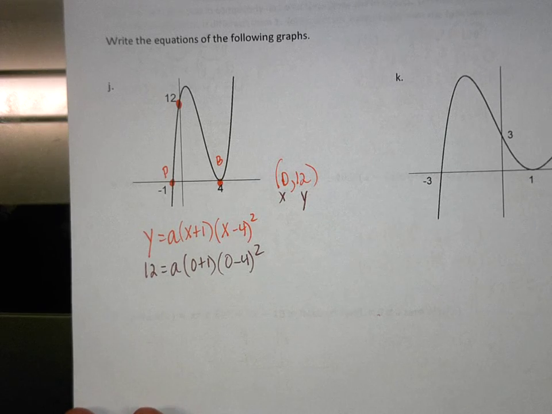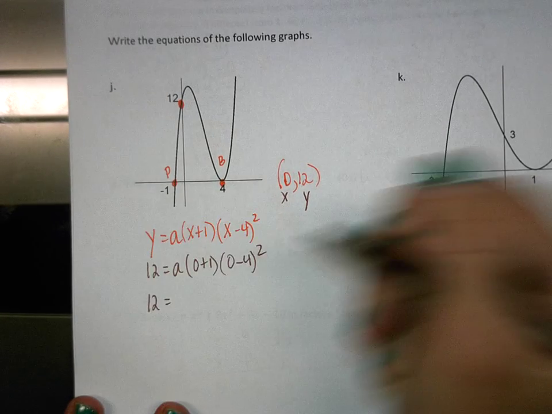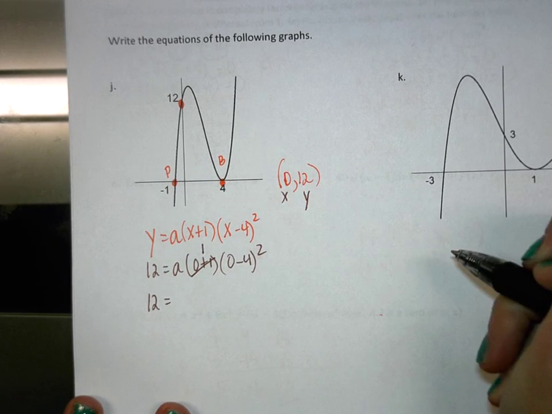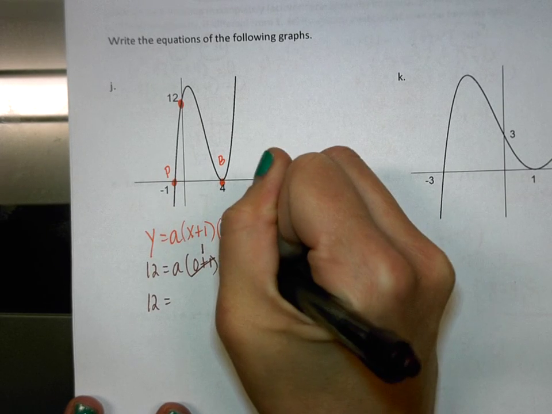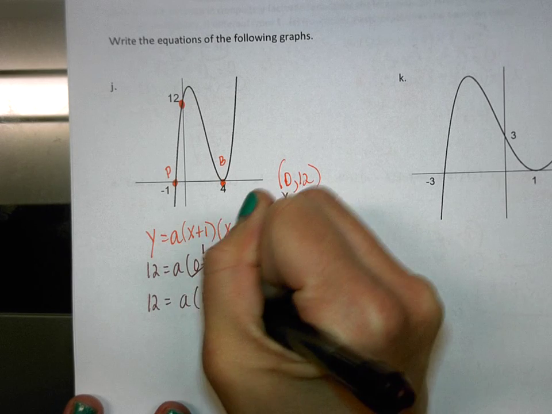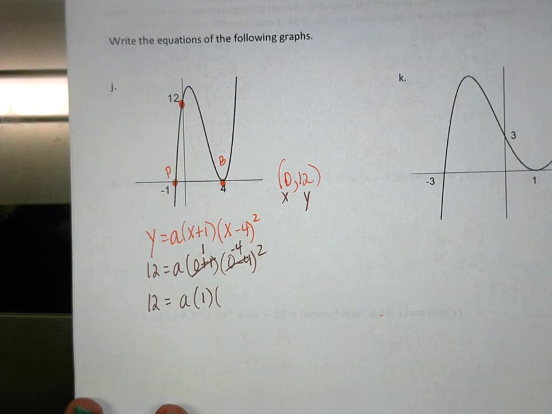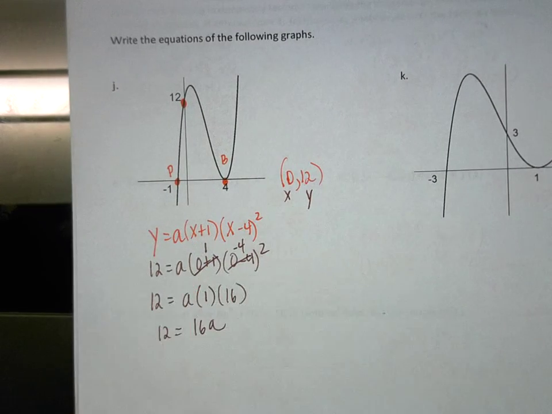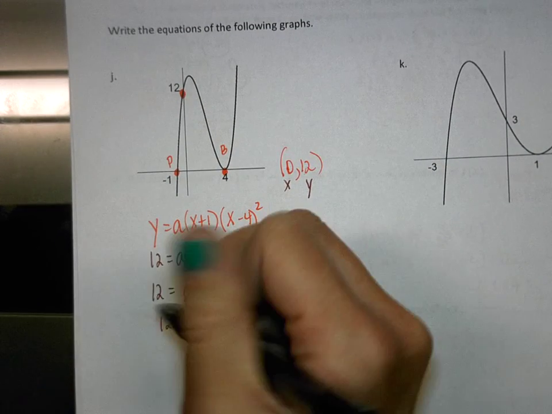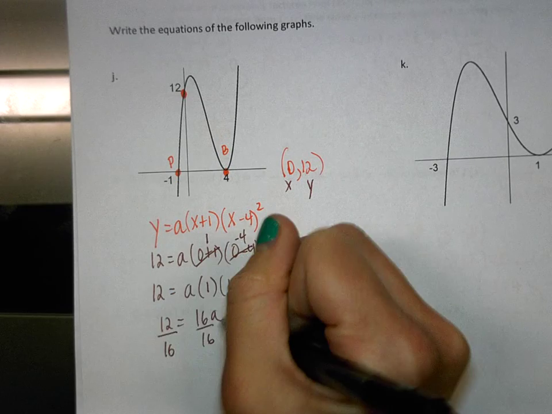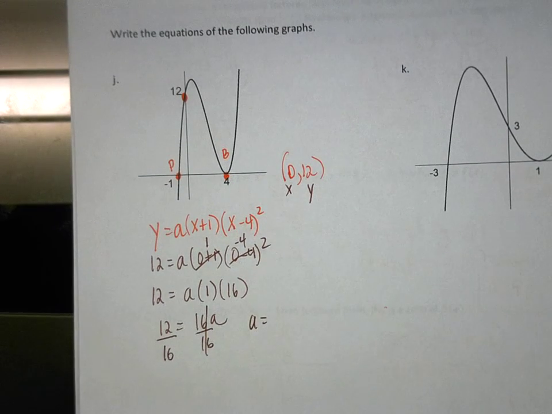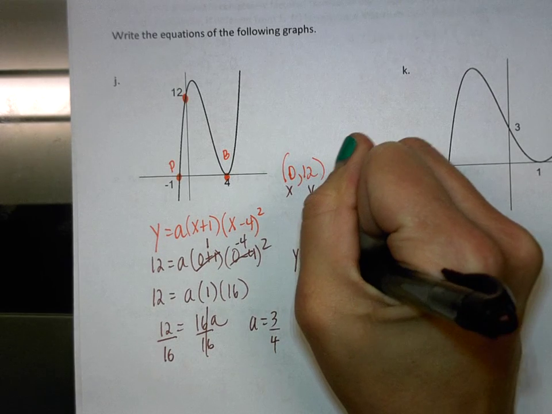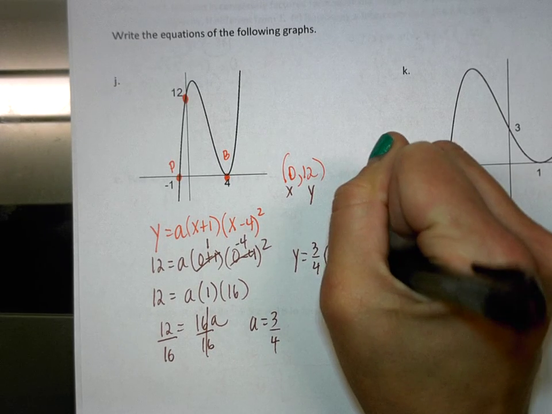Okay. So I get 12 equals, what is 0 plus 1? 1. What is 0 minus 4? -4. Okay? So I have a, and then I have 1, and then what is -4 squared? 16. Positive 16. So I have 12 equals 16a, and what do I do? Divide by 16 and reduce. And we end up getting a equals 3/4. So my final equation is y equals 3/4 times x plus 1 and x minus 4 squared.